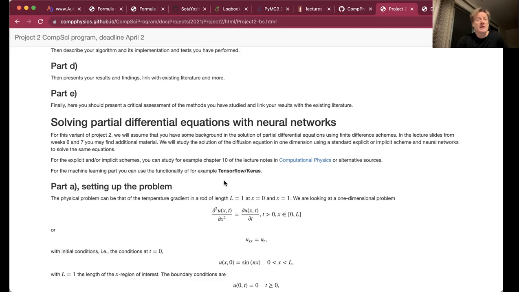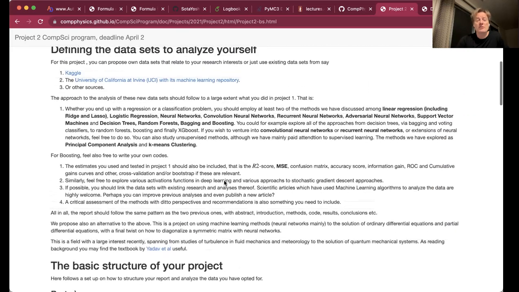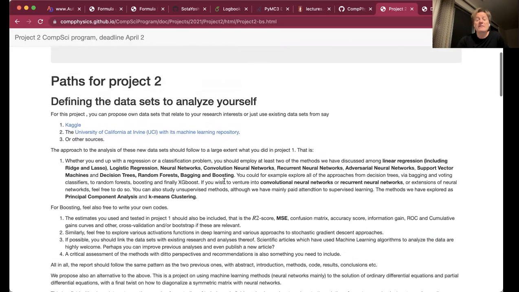Project 2 has one, what you might call the default variant, which is solving differential equations with neural networks. And then it has a more optional variant where you can define your own data set, and then you need to use at least 2 of the methods which we have been discussing in order to analyze that data set. This is where you can really tailor this project to your own research. A typical situation could be to use deep learning methods to analyze the data which you have been studying in your own research.